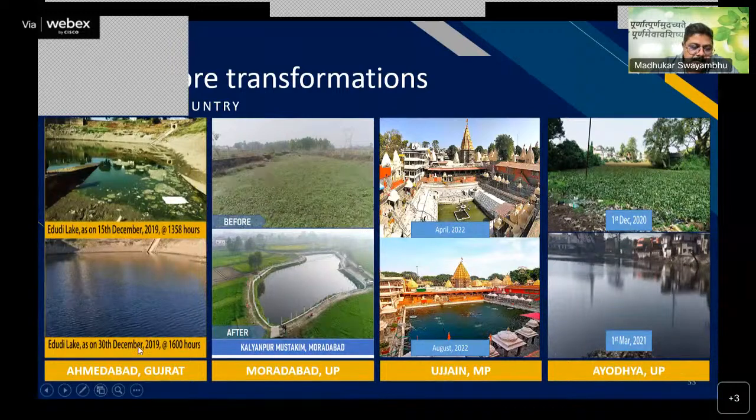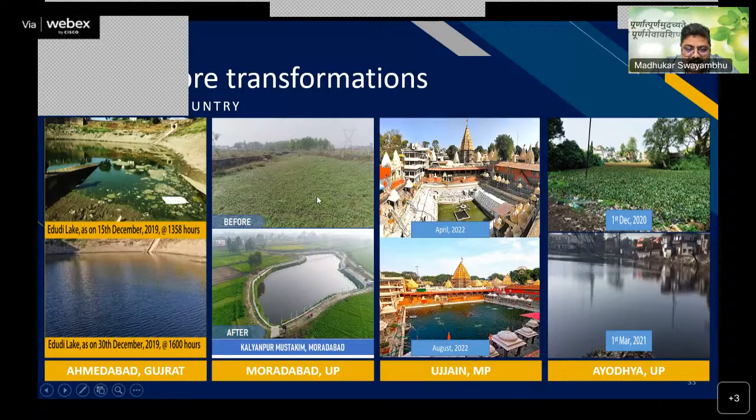Similarly, we have done a project in Ahmedabad, which Avipsa was talking about, which was there in the invite also, the same photograph. This is EDT Lake in Ahmedabad. The time difference is just 15 days. From these fungal patches, the algal bloom, still water, dark green color of water, to this condition, it was just a matter of 15 days.